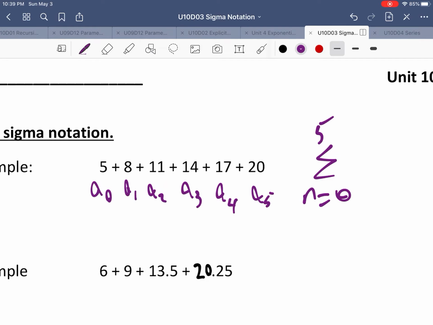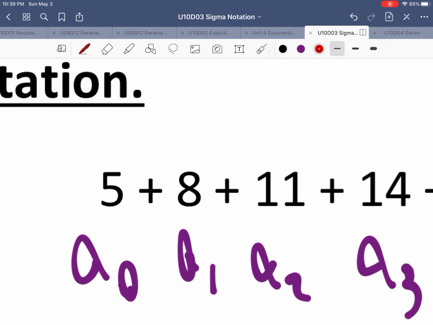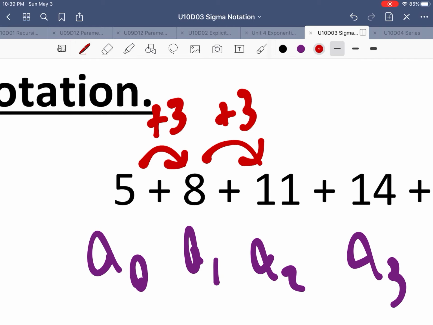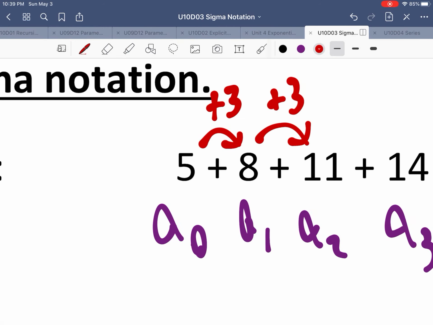Now for an arithmetic sequence, that means the rule is we're adding the same number from term to term. Let's take a look at the terms. This goes up by 3. This goes up by 3. So this is an arithmetic sequence with a common difference of 3.